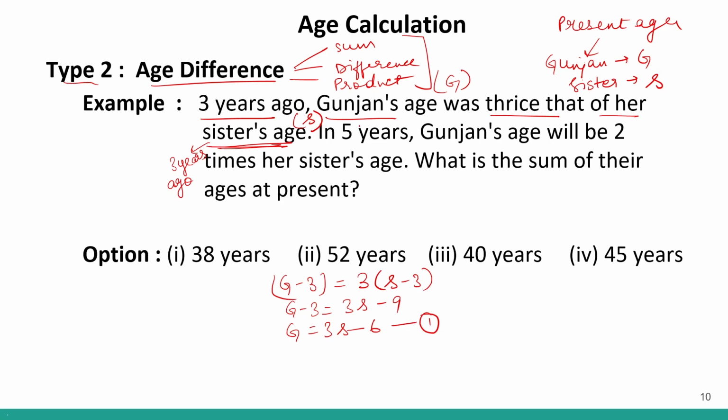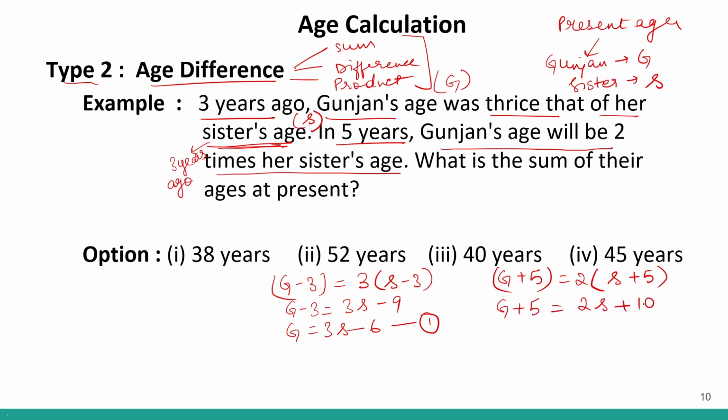Now, second, in 5 years, Gunjan's age will be 2 times her sister's age. So in 5 years, Gunjan plus 5 will be 2 times the age of the sister, and the sister's age will also increase by 5 in 5 years. Correct? So if Gunjan's age increased by 5 years, her sister's age will also increase by 5 years. So if I open this bracket, this will be 2s plus 10. So I can say G will be equal to 2s plus 5, because if I take 5 over here, it will turn negative. This will be my equation 2.